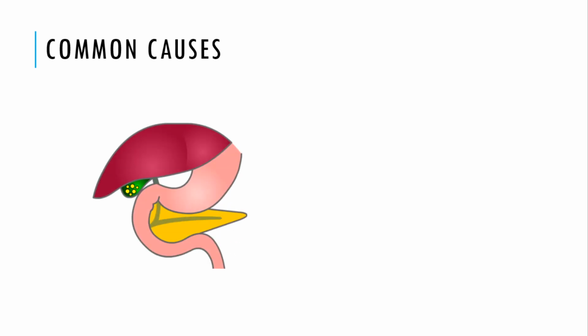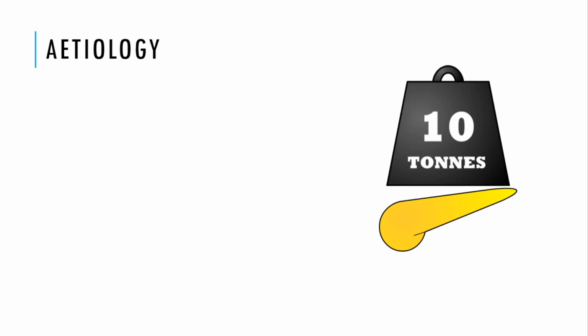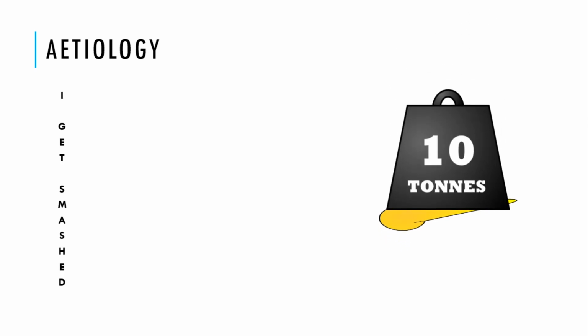There are several causes of acute pancreatitis. However, the most common ones in the UK are either gallstones or alcohol. There have been several mnemonics to help you remember all the different causes of acute pancreatitis. However, I believe that the mnemonic I GET SMASHED is the easiest to remember. The most common causes are idiopathic, gallstones, and alcohol, as we already discussed.